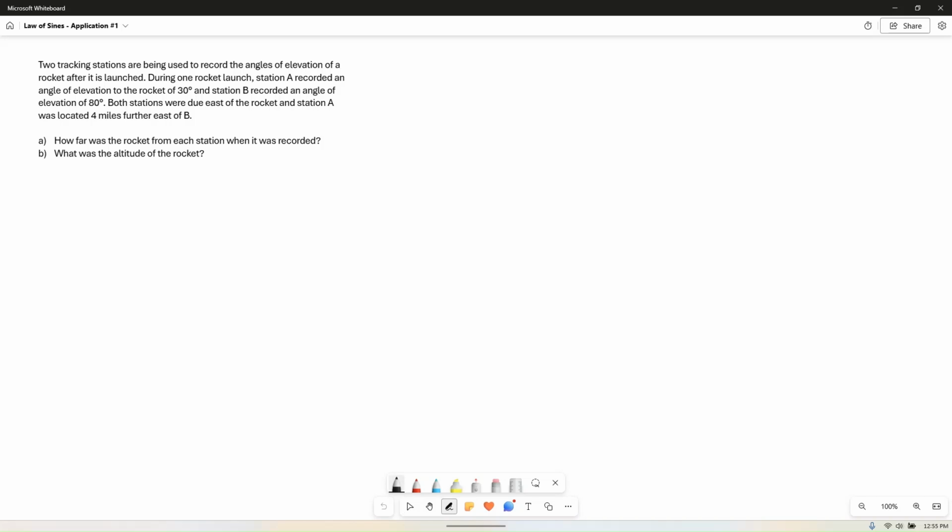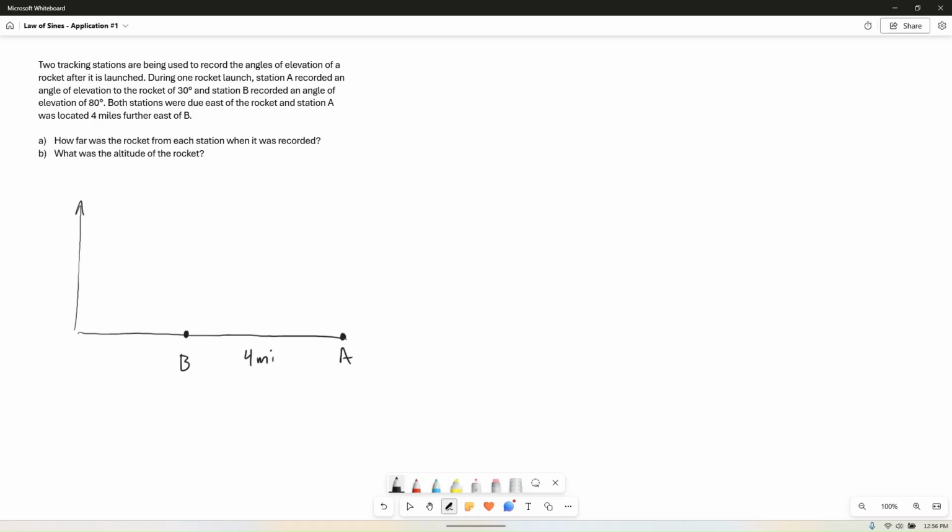The idea here is we have a rocket that is taking off, so it's going to be going straight up. That's our rocket. And along the ground, we have these two tracking stations. We know A is the furthest east, so A is all the way to the right, and B is somewhere in the middle, between the rocket and station A. And we know that they are 4 miles apart, so the distance from B to A is 4 miles.